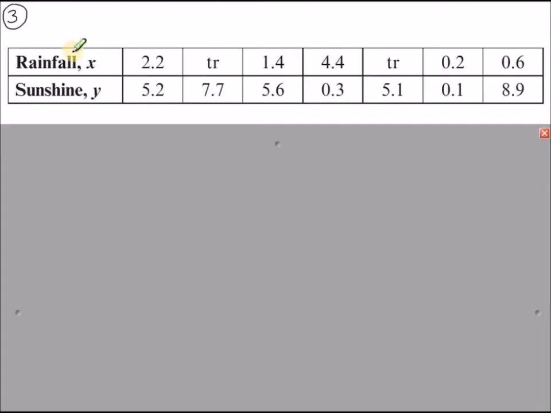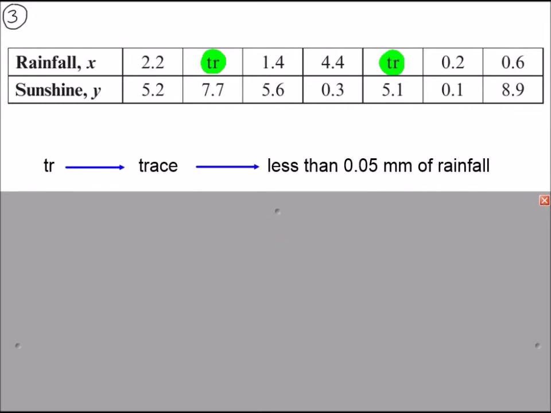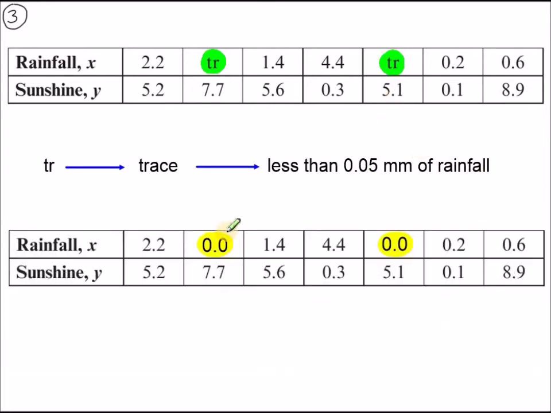Example 3, rainfall and sunshine data, and we've got these letters TR, and we need to deal with those. Now TR means a trace amount of rainfall, usually less than 0.05 millimeters, so we can safely say it's 0 when we're doing our calculations for the PMCC, so we put in 0.